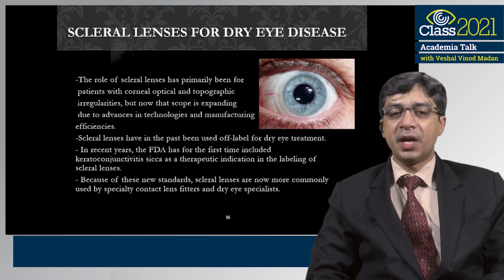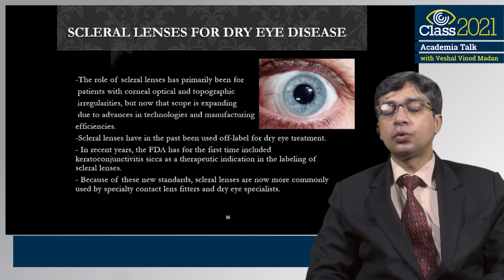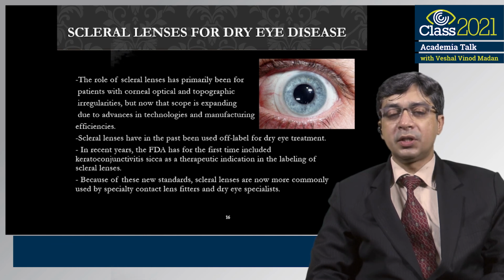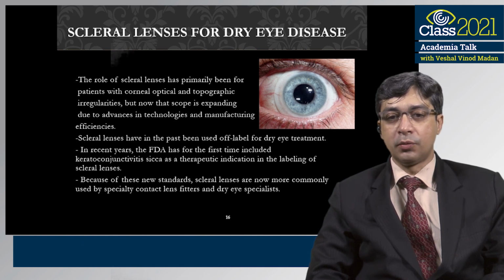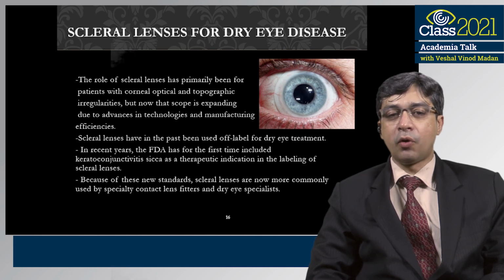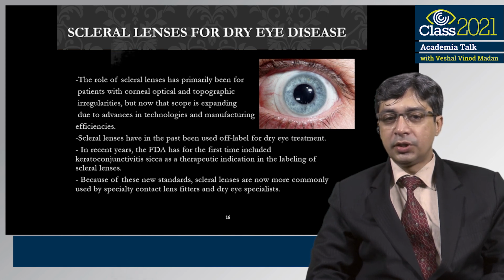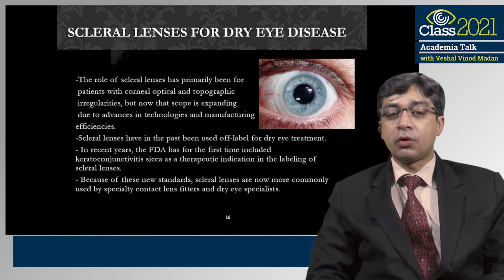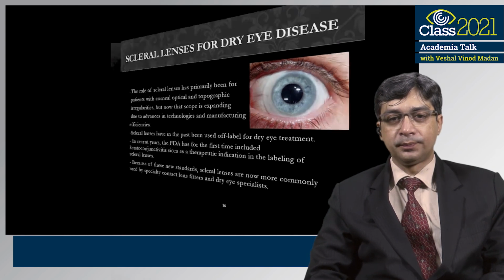In recent years, the FDA has shown that this can be used in solving severe dry eye conditions seen in keratoconjunctivitis sicca, KCS, or Sjogren syndrome, where it has become an imperative management therapy for dry eye with the use of scleral lenses. Because of these new standards, scleral lenses are now more commonly used as a specialty contact lens than in other conditions, and they are one of the favorites for dry eye management.